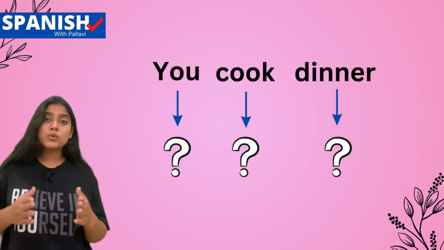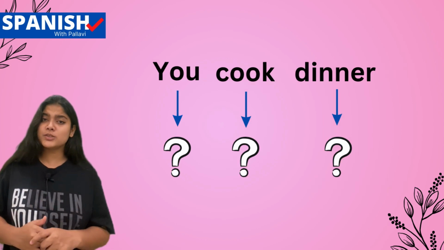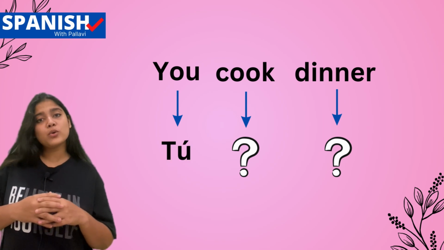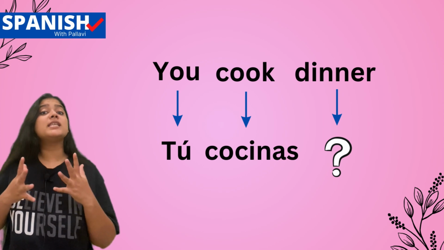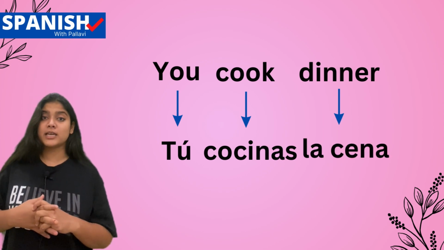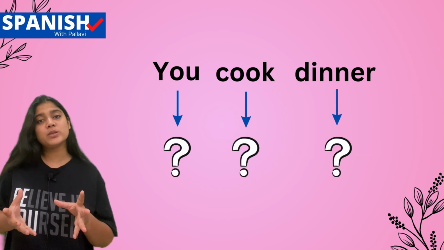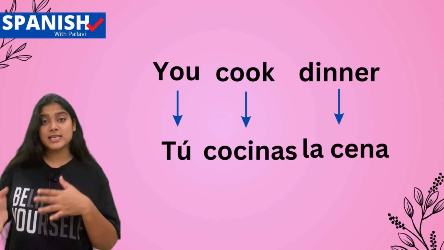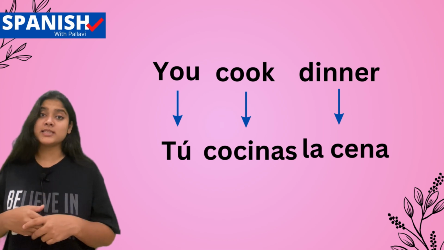Next. You cook dinner. How do you say that in Spanish? You will be, you all know that, tú. Cook will be cocinas. The dinner will be la cena. So the whole sentence in Spanish will be you cook dinner. Tú cocinas la cena.